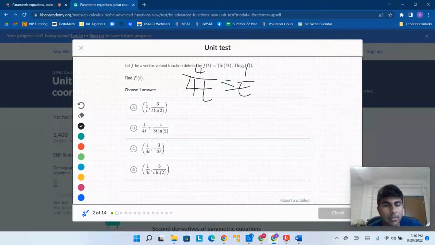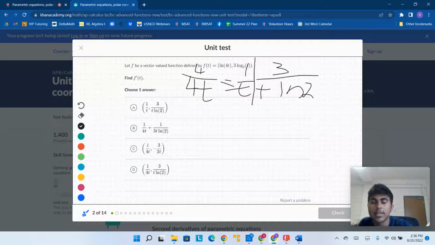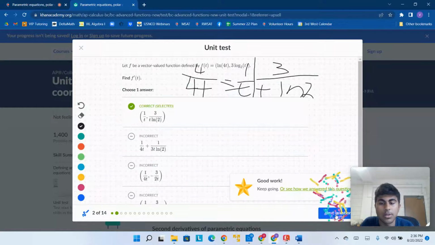All right, and then for the second one, it's going to be 3 over t times the ln of 2, because that's the base. So you have 3t ln 2, so 1t, 3 ln 2 is still a vector, and we can keep going to the next problem.